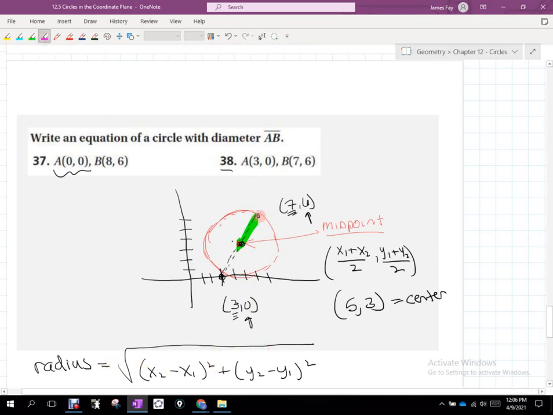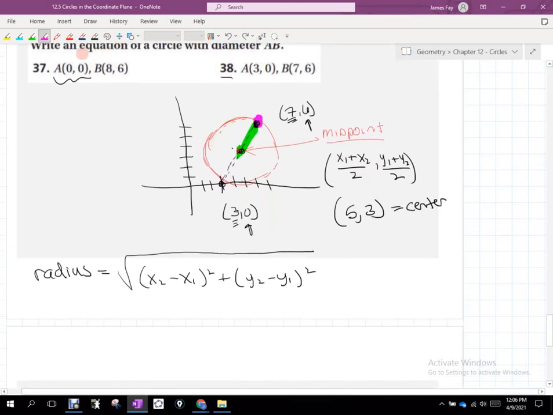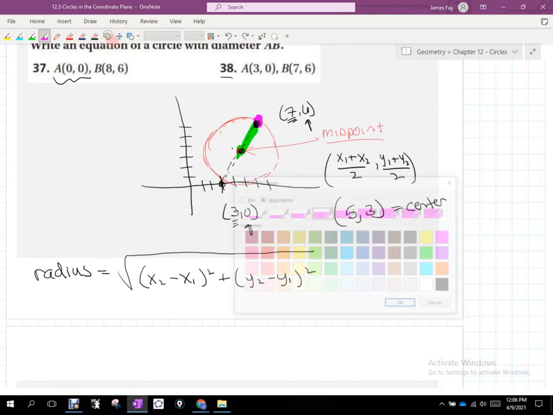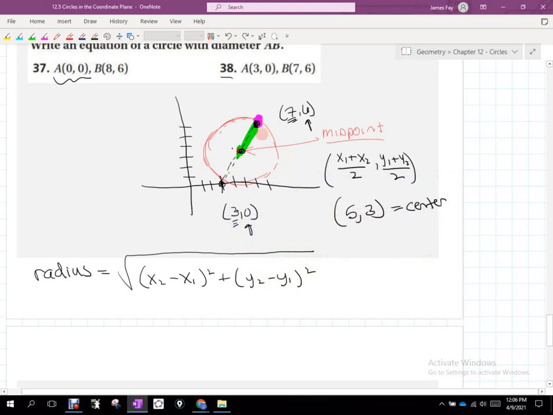But if I use that point there and that point there, I'd be finding the length of that purple segment, which is the diameter, and that does not belong in the equation for a circle, so I'd have to cut it in half. Just because I don't like to cut it in half, I'm going to find the distance of that radius. Now, does it matter which endpoint I go to? From 5, 3, can I go to 7, 6, or can I go to 3, 0? Doesn't matter, right? Which one would you choose?